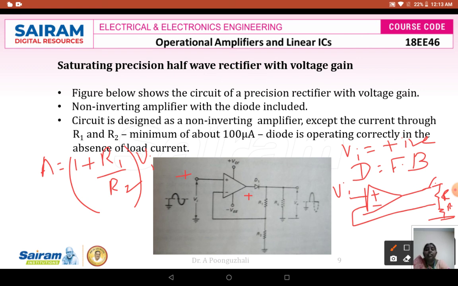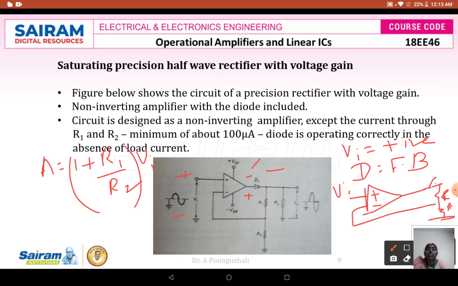Suppose during the negative cycle, your output is going to be negative. Negative means the diode is going to act like an open circuit. That means the circuit is not complete. When the circuit is not complete, you don't have any output here. So your output is going to be 0. So only during your positive cycle you are going to have the output and during the negative cycle there is going to be no output there.